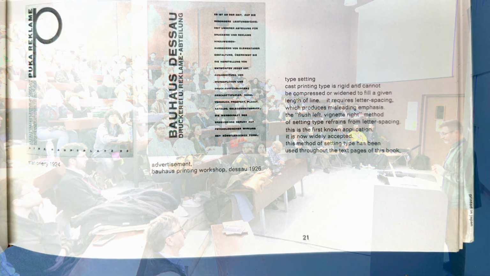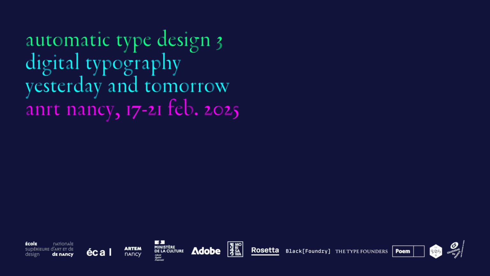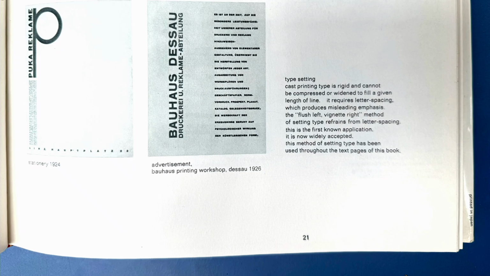Forward to Bayer in the book. Here we go. On page 21, Bayer claims that the first known application of flush left was designed in 1926 during his time at the Bauhaus. And this method of setting type has been used throughout the text pages of this book, but clearly not supported by the evidence of the previous slide. He also implies that letter spacing produces misleading emphasis.